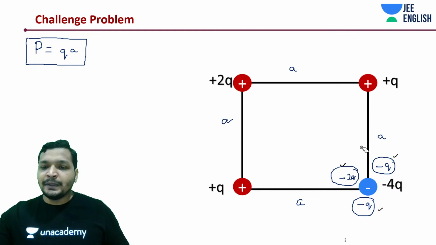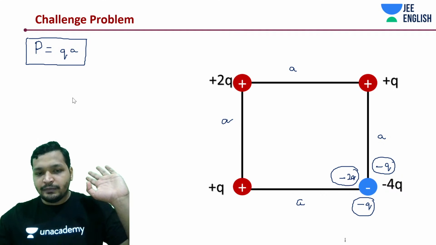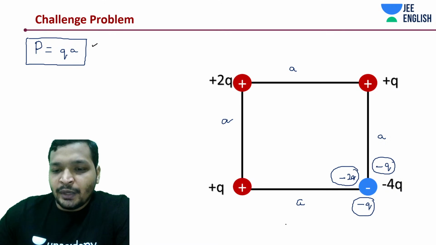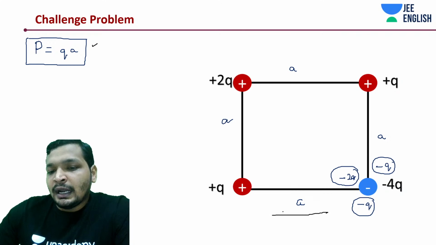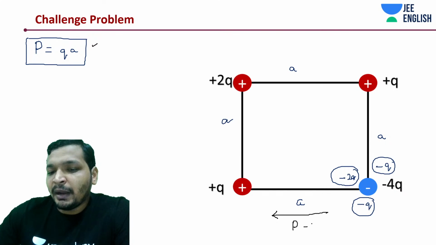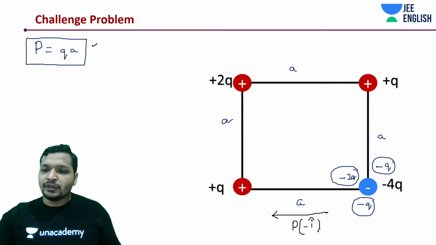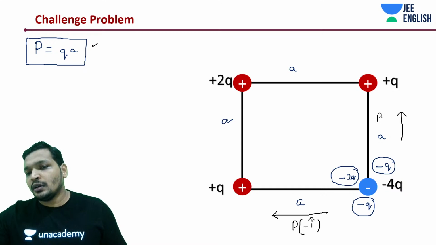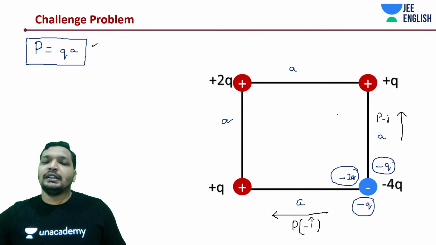What did I do? I split the charges, I identified the dipole pairs, and I wrote P is equal to Q into A. This is just a constant that I'm defining for now. You'll understand why. This minus Q and this plus q. What is this dipole moment? This is p into minus i cap. Minus 2 positive. What about this, students? This is going to be p into minus j cap. Let me draw this for you.